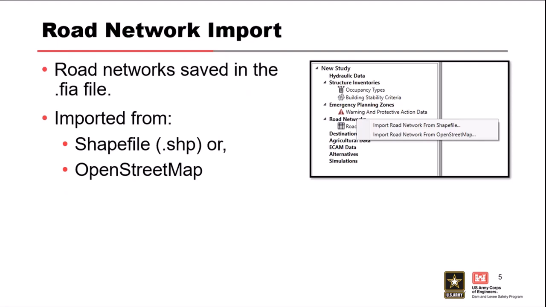Like I mentioned, road networks are saved in the .fia file. That's your LifeSim study file. And they're imported from either a shapefile or OpenStreetMap. This is a really nice tool because one of the biggest challenges as we started building LifeSim models was the road network. It was really not an easy thing to get. We'd look around and try to find good available data. We looked into Tiger Lines, that was a federal effort, and there were issues there where you'd have overlapping road segments, and if you have 30 overlapping road segments that are connected, then you're saying that there's essentially infinite volume of vehicles that can drive through, so it created all kinds of issues.